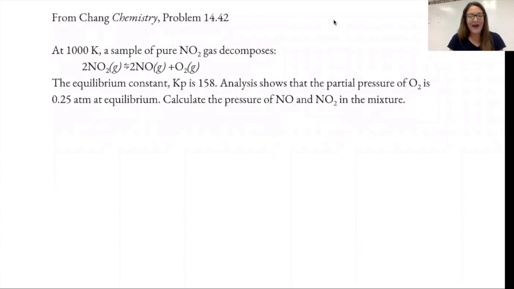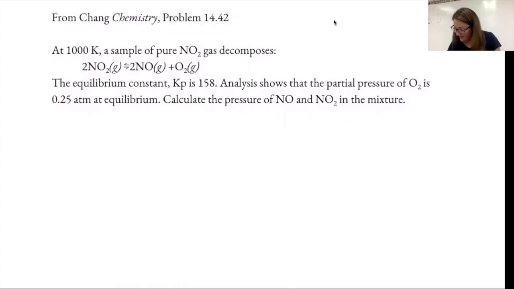Let's take a look at a textbook problem related to Kp and ICE charts as well. So this problem is from your textbook. It says at 1,000 Kelvin, a sample of pure NO2 gas decomposes. The equilibrium constant Kp is 158. Analysis shows that the partial pressure of O2 is 0.25 atm at equilibrium. We're going to find the other pressures at equilibrium.